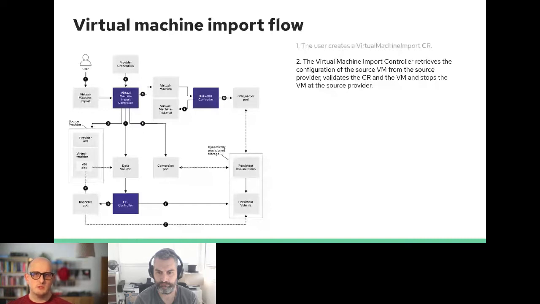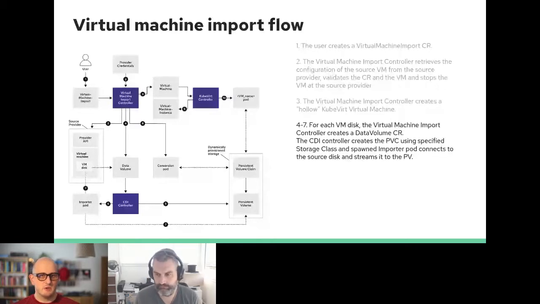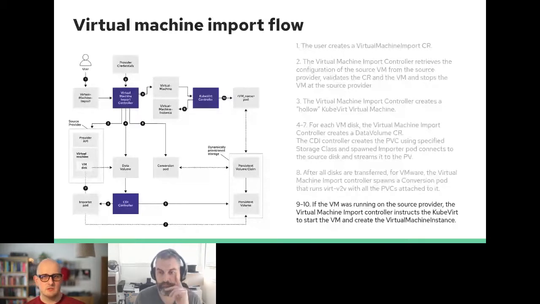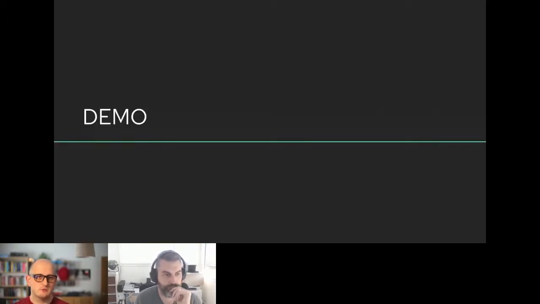Afterwards, the virtual machine import controller creates a data volume CR for each VM disk in the source VM. Based on that, the CDI controller creates the PVC using specified storage class, and spawned importer pod connects to the source disk and streams it to the persistent volume. In case of VMware, there is a need to convert the imported disks using Virt v2v, and that job is executed by a conversion pod. Finally, the new virtual machine is started if the source VM was running or the user instructed the operator to start it.